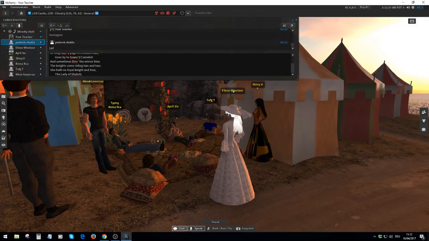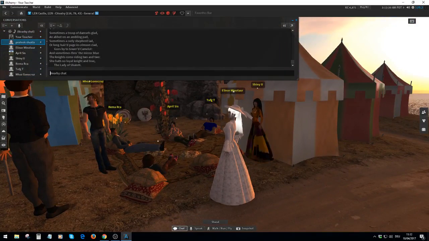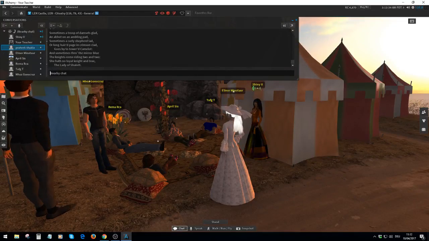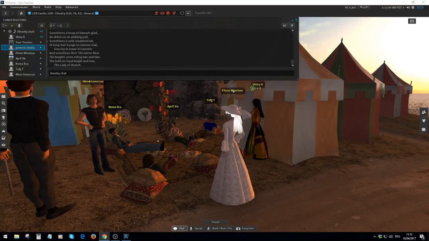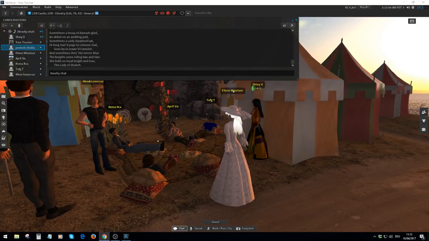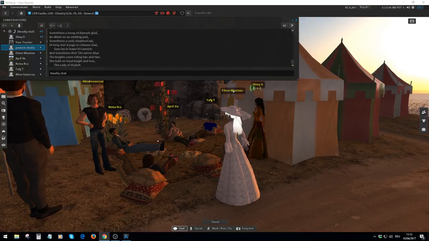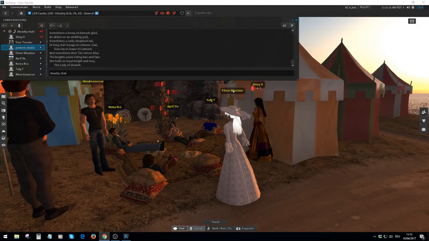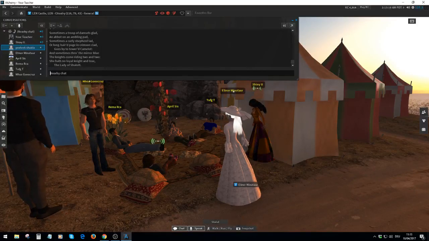Shiny, here's your text. Sometimes a troop of damsels glad, an abbot on an ambling pad. Sometimes a curly shepherd lad, or long-haired page in crimson clad, goes by to towered Camelot. And sometimes through the mirror blue, the knights come riding two and two. She hath no loyal knight and true, the Lady of Shalott. Shalott. Yeah, well done.